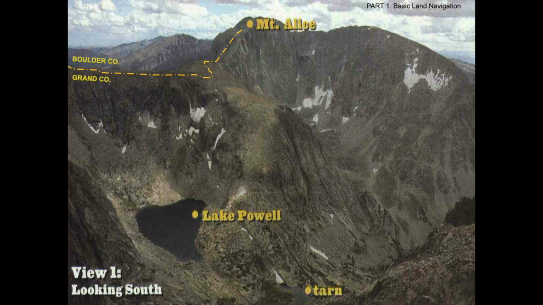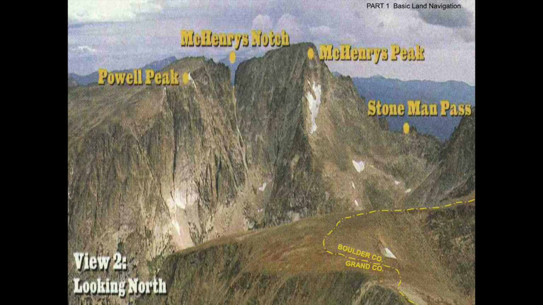So this is view 1 looking south, and those are the different points on the map you can identify if you look back. This will be view 2 looking north. And again, those are the different points of interest you can find on the map if you pause and move back and take a look.